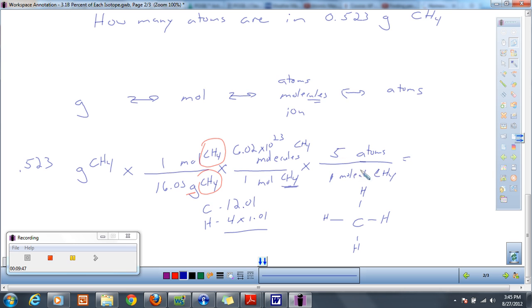And so go ahead and calculate then the number of atoms of methane. So plug this into your calculator. Multiply 0.523 times 6.02 times 10 to the 23 times 5 and then divide by 16.05, and you should find that you get 9.81 times 10 to the 22 atoms.